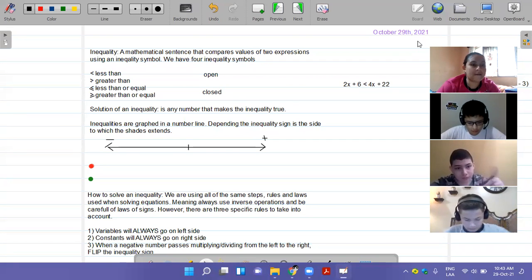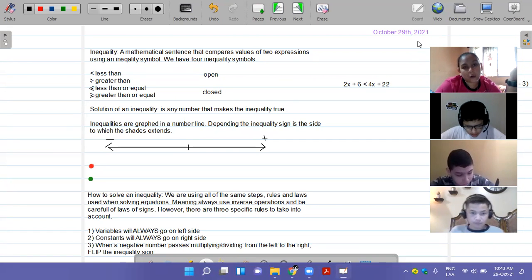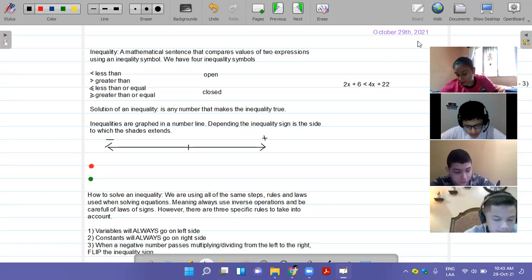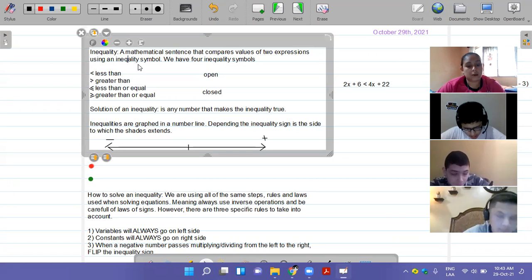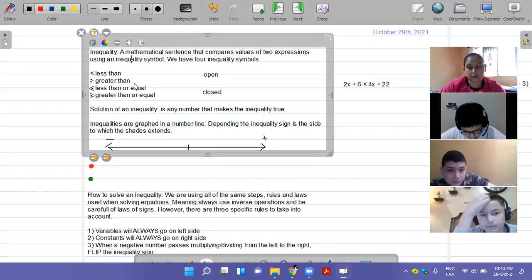The first definition that we have is inequality. So what is an inequality? Just like an equation, it is a mathematical sentence, but an inequality compares values of two expressions using an inequality sign. We have 4 types of inequality signs. The first one is less than. Second one is greater than. Then we have less than or equal. It compares two values that are either less or it is equal. And greater than or equal. As well, it could be greater or it could be equal.